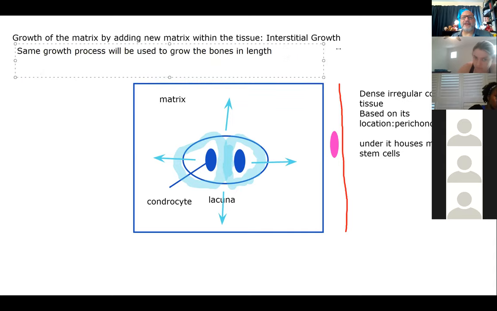Where do bones grow in length again? Where did we say, when we were looking at the anatomy of our long bone, that growth in length occurred? Okay, well, that was kind of in between the diaphysis and the epiphysis. Wasn't there a special structure where we said that was going to occur? There you go, the epiphyseal plate.